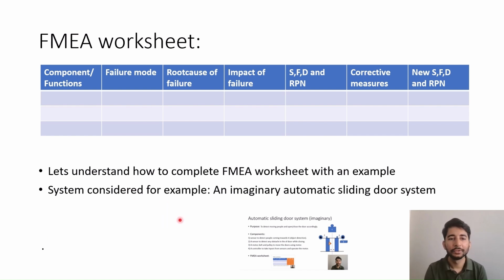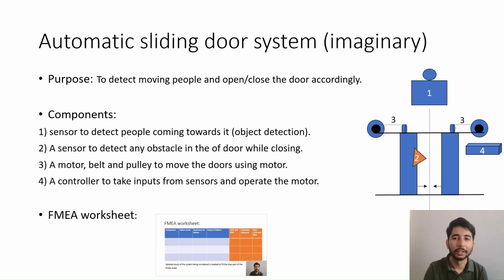The example we will be considering is an imaginary automatic sliding door system, and we will apply this FMEA worksheet on this system. Before performing FMEA on any product or component system, it is very important to have a detailed understanding of the system so that we can identify the failure modes. So let us have a look at the product or system which we are going to use for this FMEA.